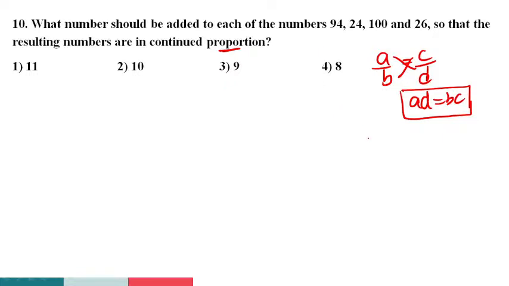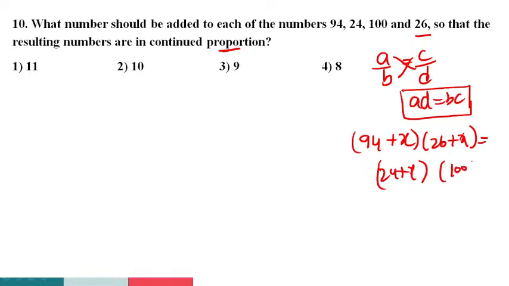A value is 94. What number should be added? We don't know, let it be x. The D value is 26, so 26 plus x. Next, equal to, the B value is 24, so 24 plus x, into the next one, 100 plus x. Okay, and do we cross multiply and solve the problem?